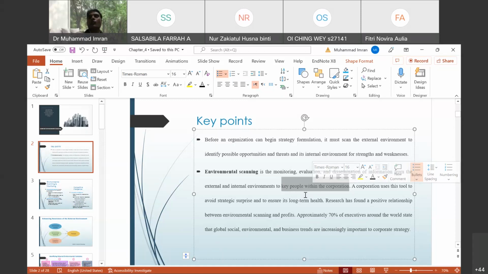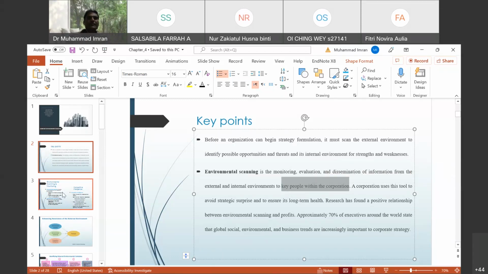Who are the key people? Our decision makers. Who are our decision makers? We know, our top management and the corporate governance board. They cannot take decisions and cannot formulate the strategy without the information from environmental scanning. So we must scan the environment.